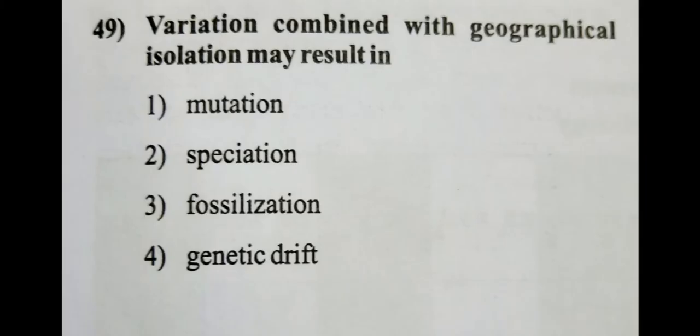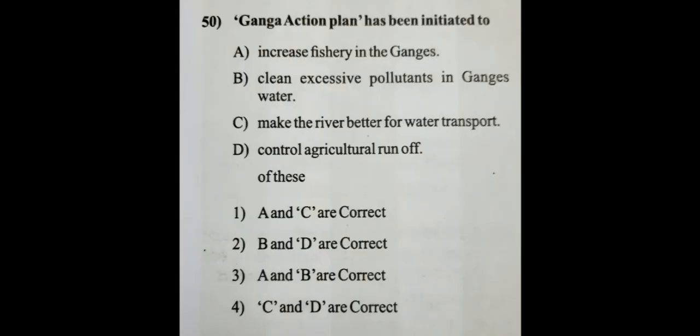Variation combined with geographical isolation may result in definitely speciation. Second option is the right answer. Ganga Action Plan has been initiated to increase fishery in the Ganga. No, it is not related. Clean excessive pollutants in Ganga water. Yes. Make the river better for water transport. No. Control agriculture runoff. Yes. So B and D are the correct answers. So option second is the right answer.